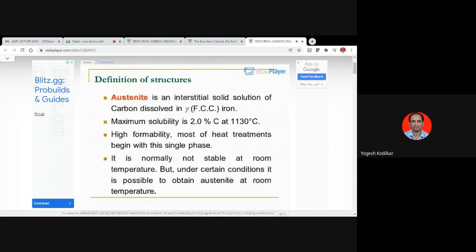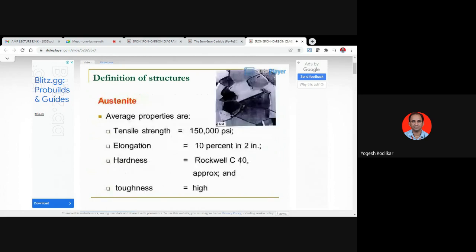Definition of structures. Austenite is an interstitial solid solution of carbon dissolved in FCC iron. Maximum solubility is 2.0% C at 1130 degrees Celsius. High formability. Most heat treatments begin with this single phase. It is normally not stable at room temperature, but under certain conditions it is possible to obtain austenite at room temperature.